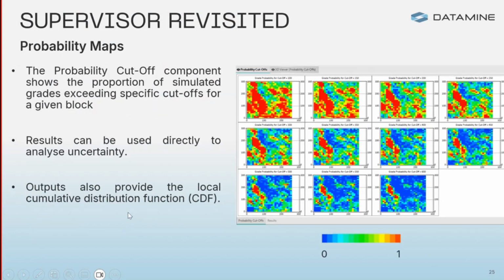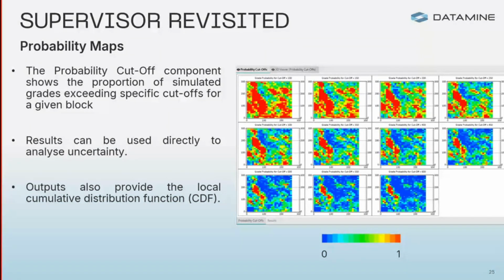Okay. Look, the last part I would like to show you is something that has been in Supervisor for a long time, what we call the probability maps, or the probability cutoff component in Supervisor. This is related to conditional simulation in Supervisor.